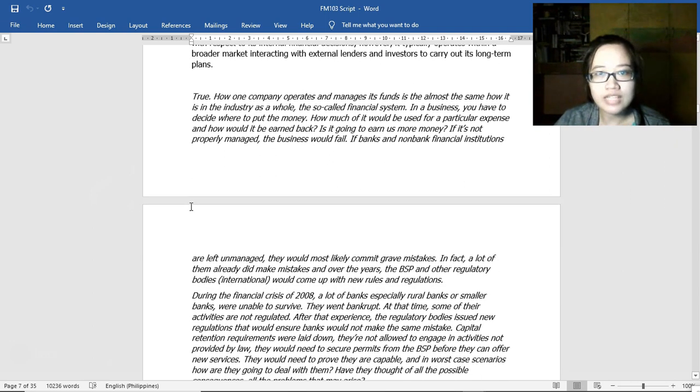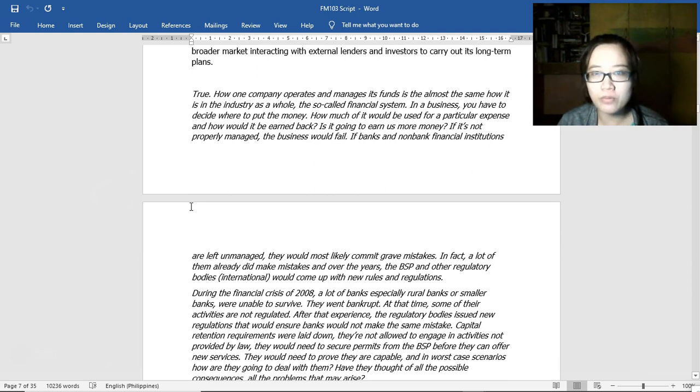So how one company operates and manages its funds is almost the same how it is in the industry as a whole, the so-called financial system. In a business, you have to decide where to put the money, how much of it would be used for a particular expense, how would it be earned back, is it going to earn us more money? If it's not properly managed, the business would fail.